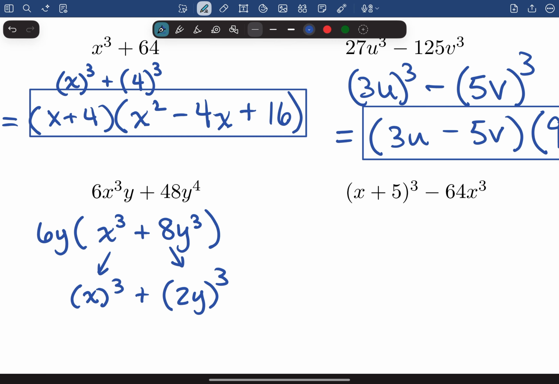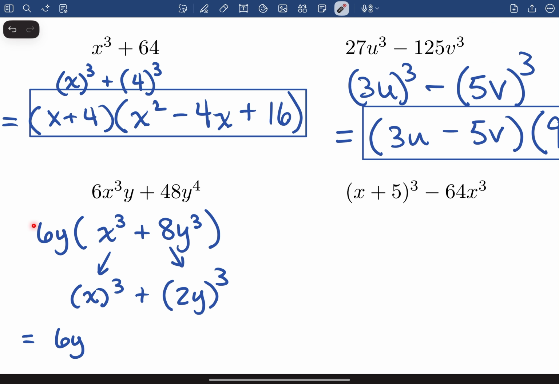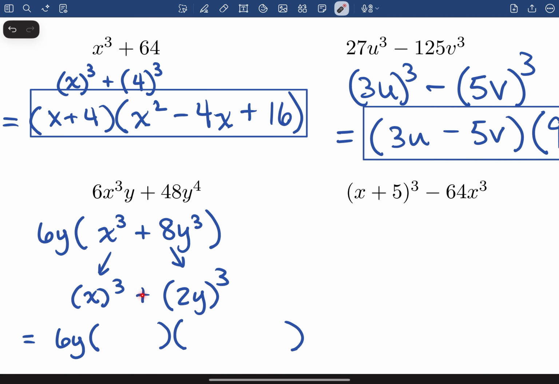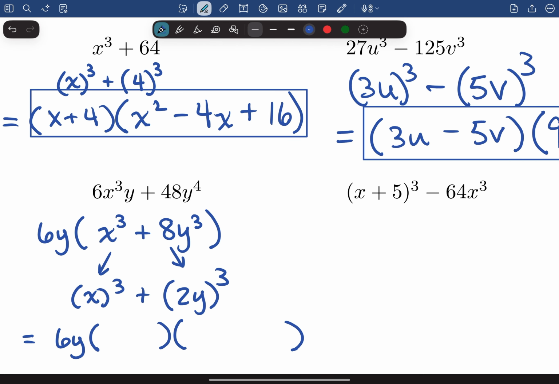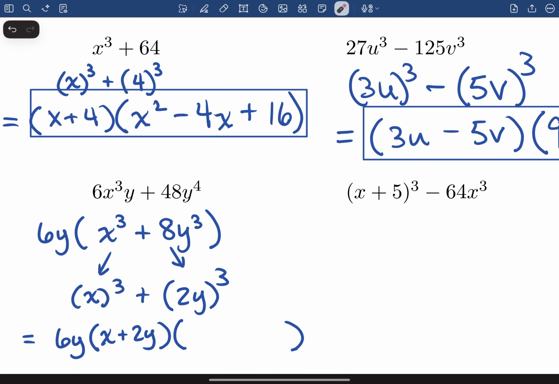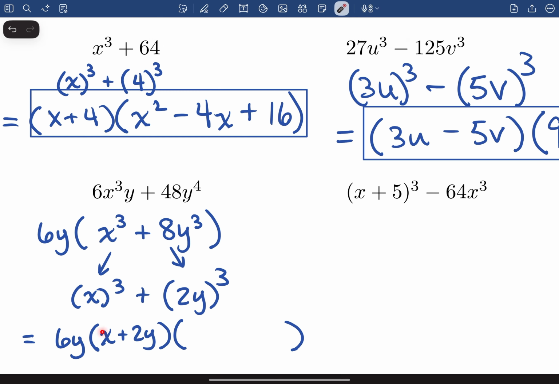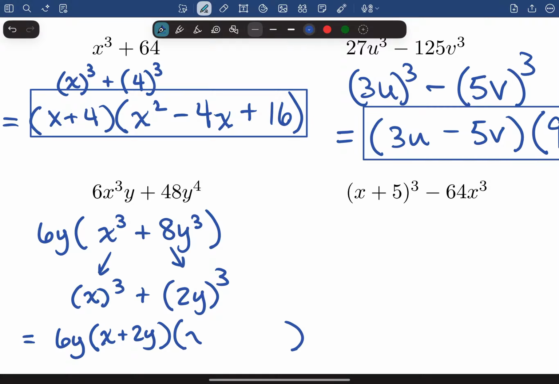Okay, so to factor this, first of all, don't forget about the GCF that we factored out, right? We pulled out a GCF at the beginning of this problem. It's still there. And now we can factor using the sum of cubes pattern. So I'll set it up, and we take x plus 2y, and we put it right here, right? We just look at the bases, x and 2y, and we're putting addition between them. Now, take the first term and square it. So x, we square it. We write x squared.